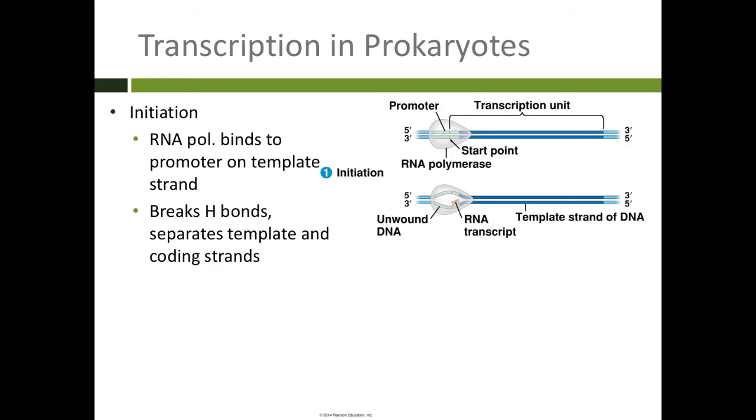Initiation begins when RNA polymerase recognizes and binds to a promoter on the DNA. The promoter is a sequence of DNA that signals the start of a gene. Next, RNA polymerase will unwind a short sequence of DNA, breaking the hydrogen bonds that hold the 2 strands together. You can see it forms a little bit of a bubble. We call this the transcription bubble.